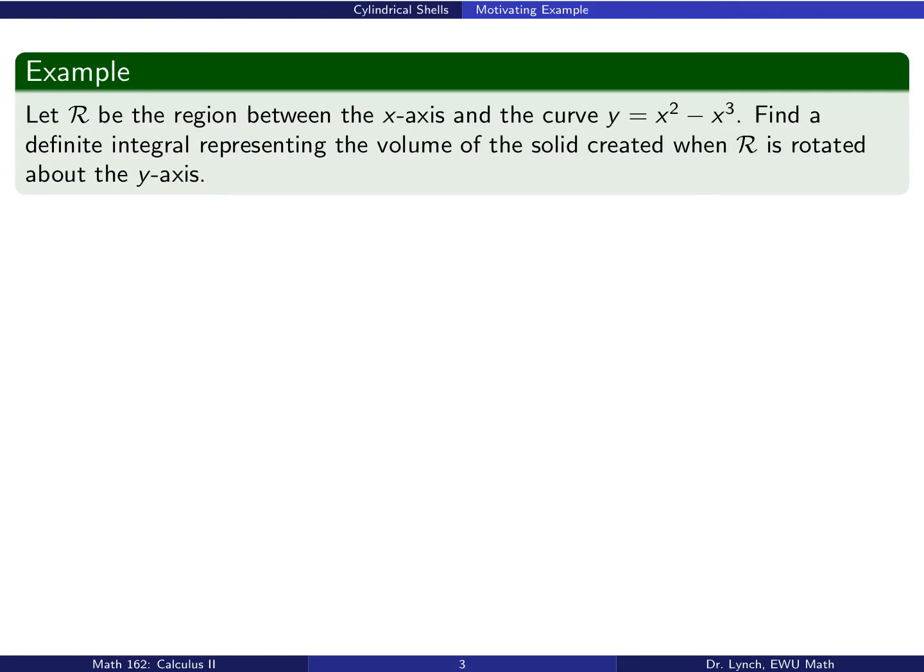summary. Okay, so let's think about the region R between the x-axis and the curve x squared minus x cubed. So this curve x squared minus x cubed, a cubic that opens down. If we think about factoring it, we can see it crosses the x-axis at 1 and just touches the x-axis at 0. So here's that cubic, the region between 0, 1, and the x-axis, and we'll rotate this region around the y-axis to obtain a solid.